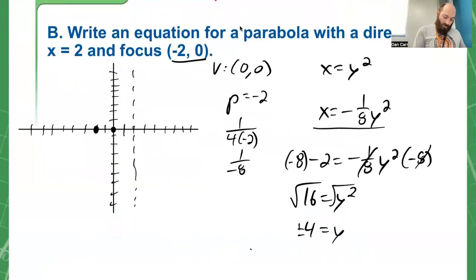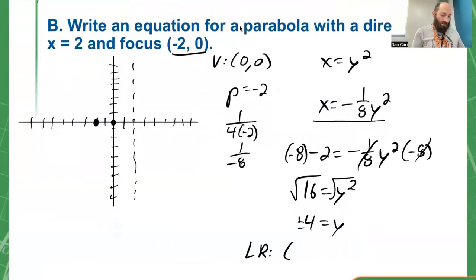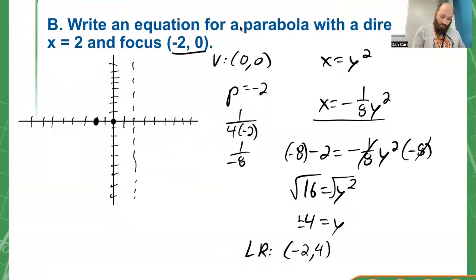So that means my latus rectum is at the points -2, 4 and -2, -4. So -2, 1, 2, 3, 4 up here. Then 1, 2, 3, 4 down here.